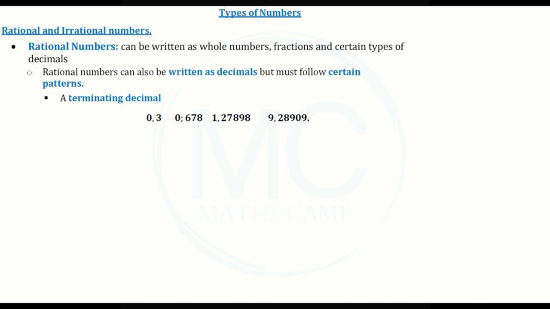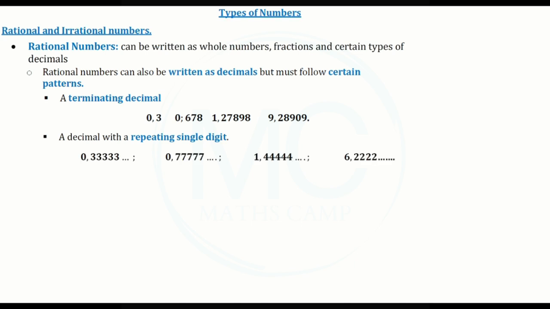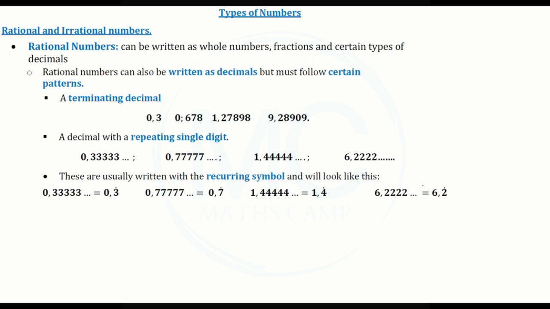A decimal can also have a repeating single digit. This is known as a recurring decimal and will look like this. These are all recurring decimals and they carry on forever. To make it easier when working with decimals like this, we use the recurring symbol. The recurring symbol is simply a dot placed over the recurring digit. So our recurring decimals up here will now look like this.